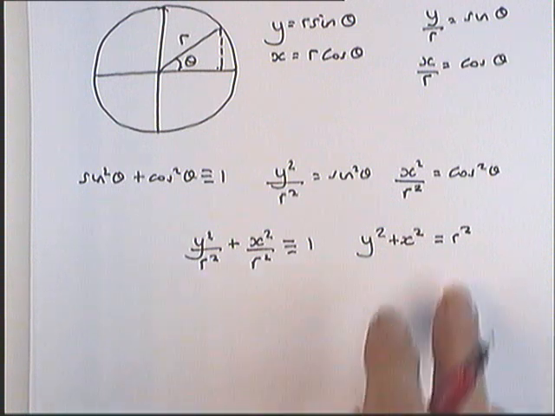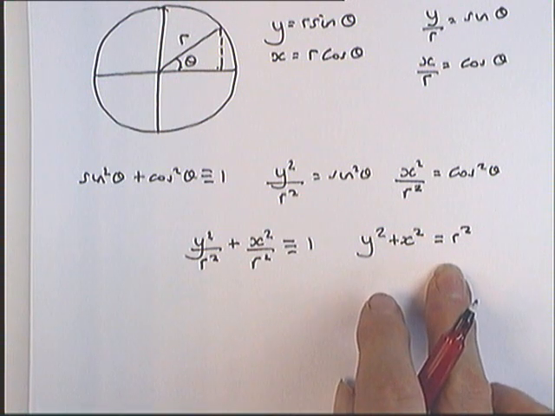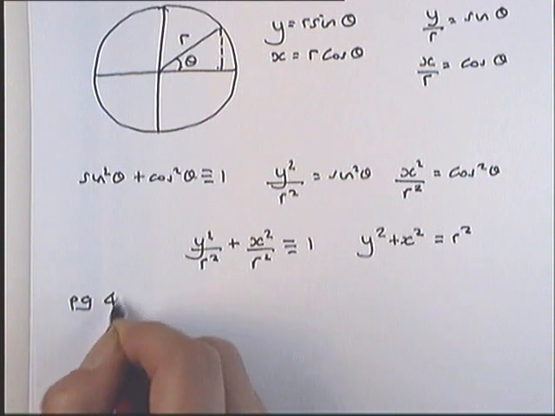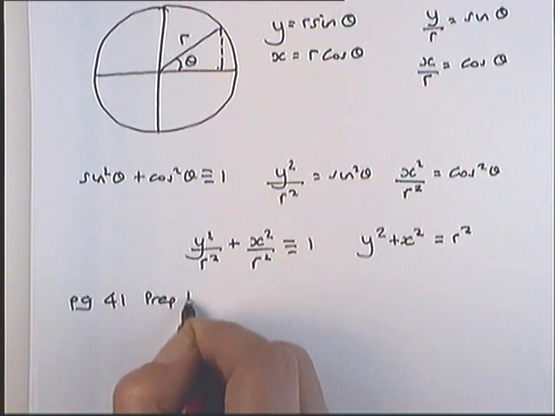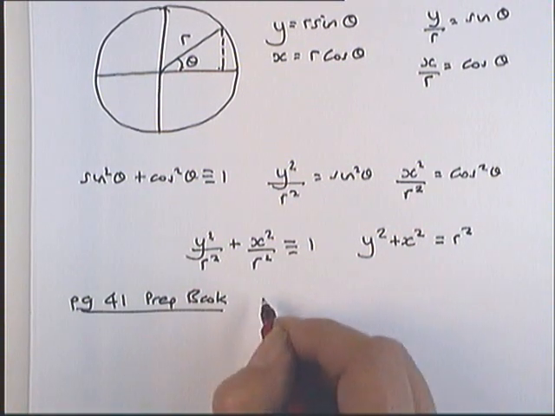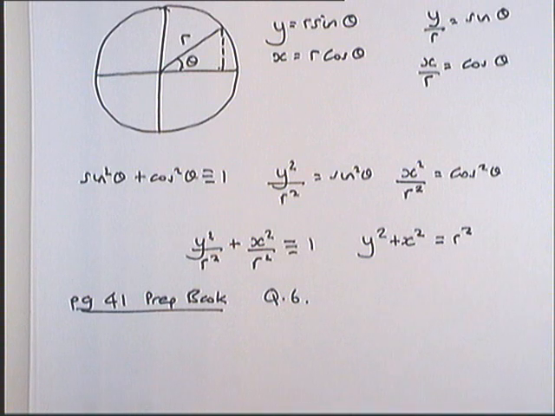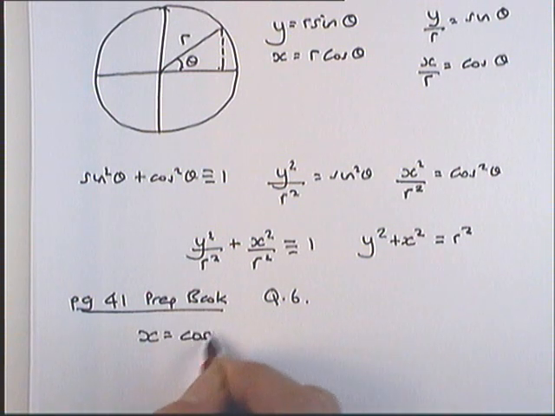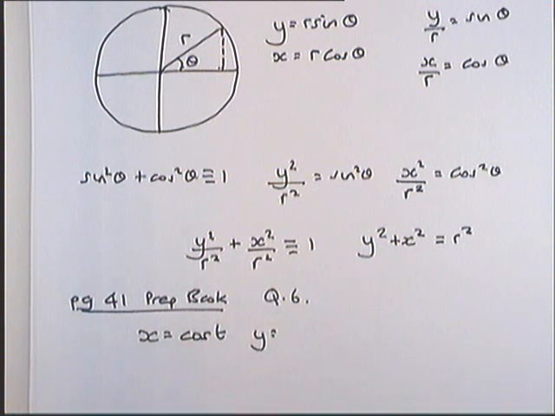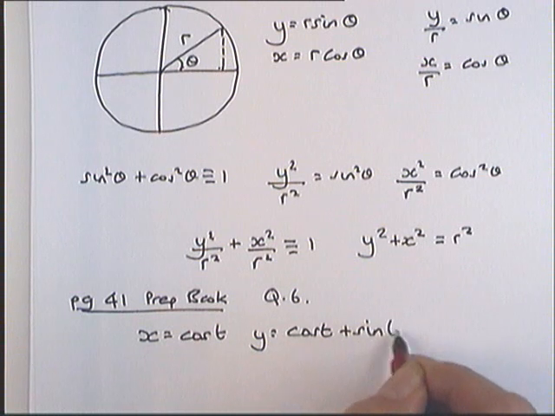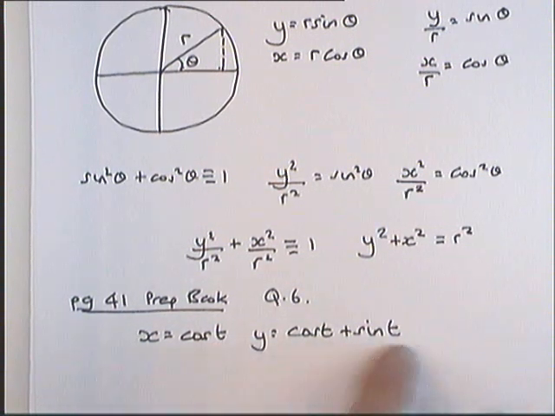What we're now going to do is look at parametric differentiation. So we're going to look at page 41 of the preparation booklet, question 6. And question 6 says, find dy by dx if x is cos t and y is cos t plus sine t. So the parameter in this case, the different variable, is t.